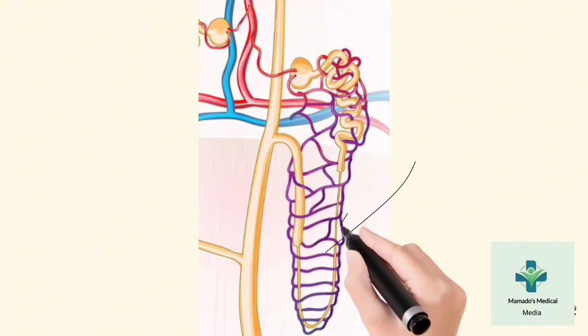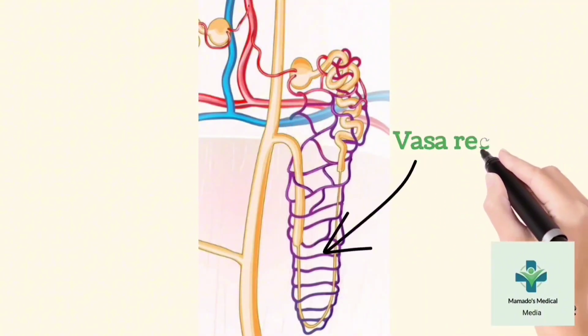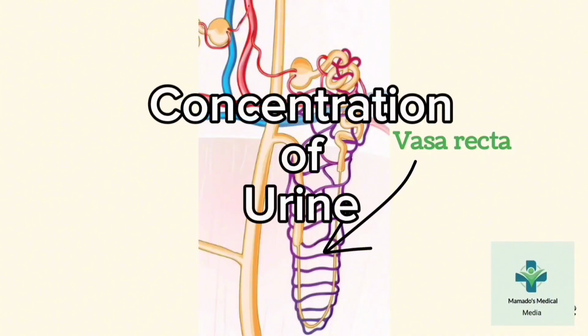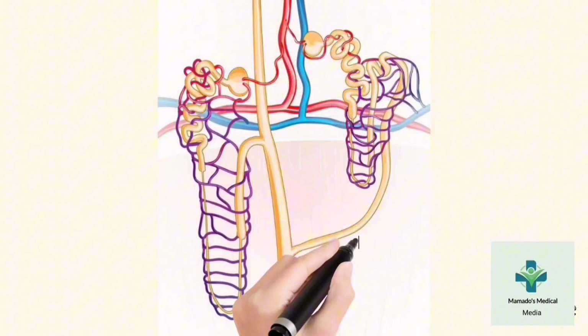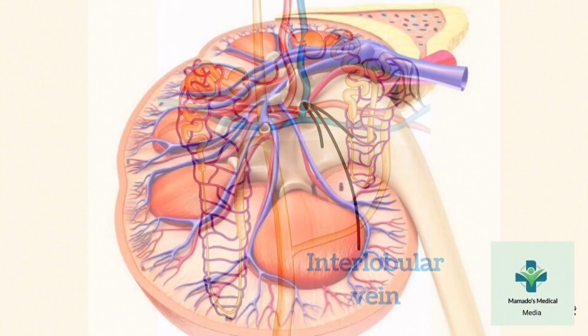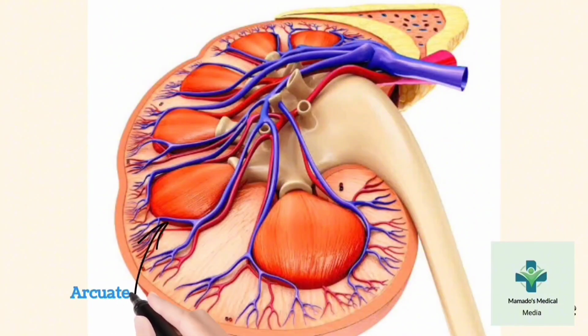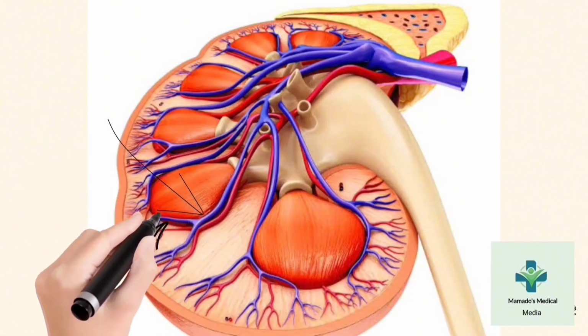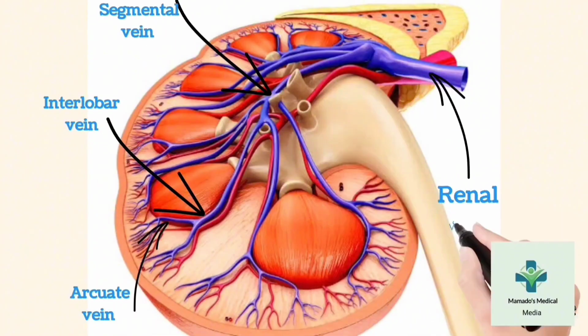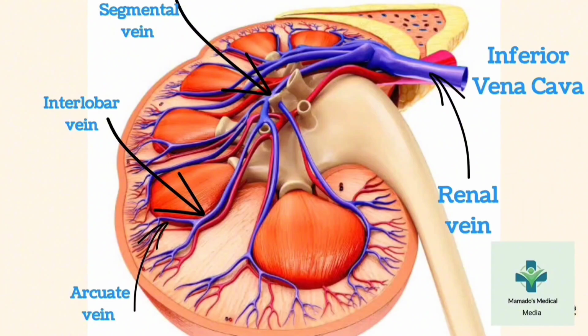But in juxtamedullary nephrons, things go deeper, literally. The efferent arteriole forms long straight capillaries called the vasa recta, which dive deep into the medulla. These vessels are crucial for concentrating urine. After all this, the blood begins its return journey through interlobular veins to arcuate veins to interlobar veins, then into segmental veins, and finally the renal vein, which exits the kidney and rejoins circulation through the inferior vena cava.